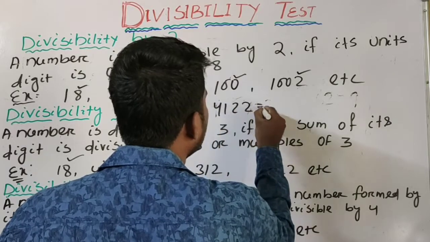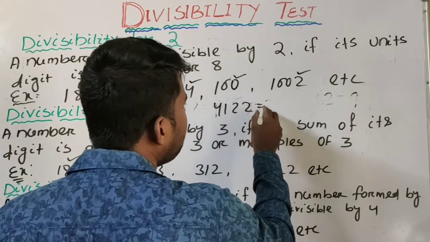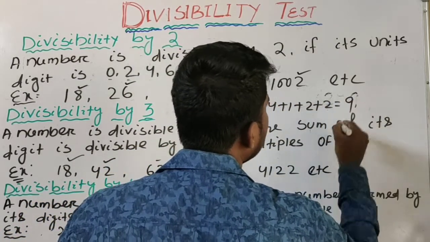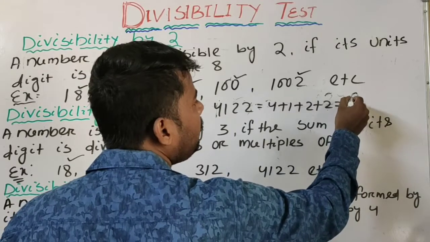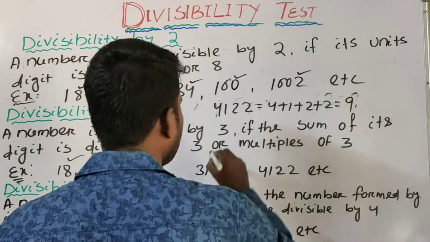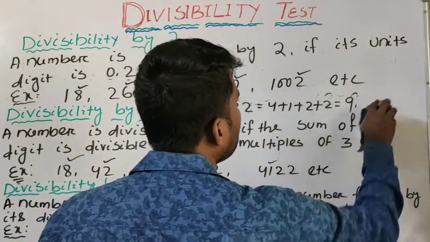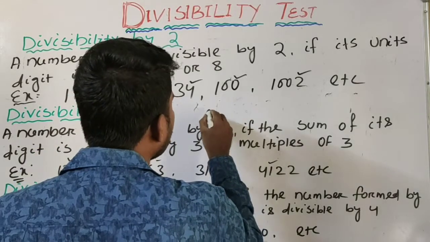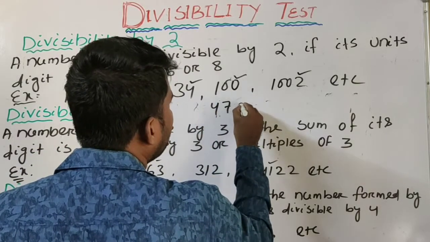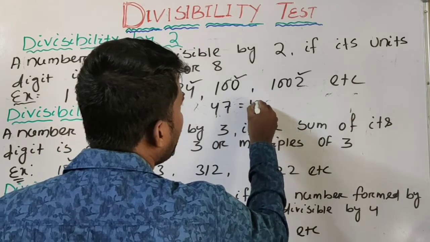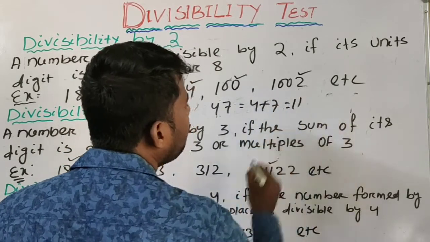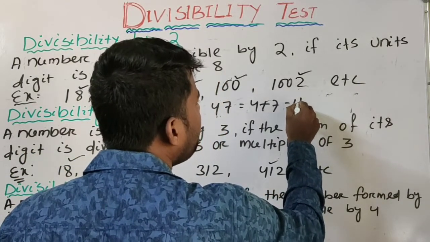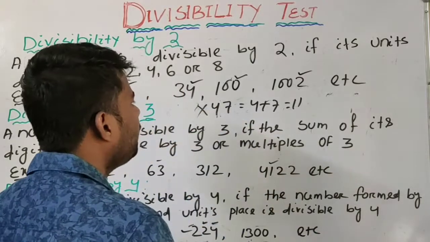4, 1, 2, 2. Its sum of digits is 4 plus 1 plus 2 plus 2 is equal to 9, and this one is a multiple of 3 or divisible by 3. So this number is also divisible by 3. When we take a number 37, its sum of digits is 3 plus 7 is equal to 10, and it is not divisible by 3 or a multiple of 3. So this number is not divisible by 3.